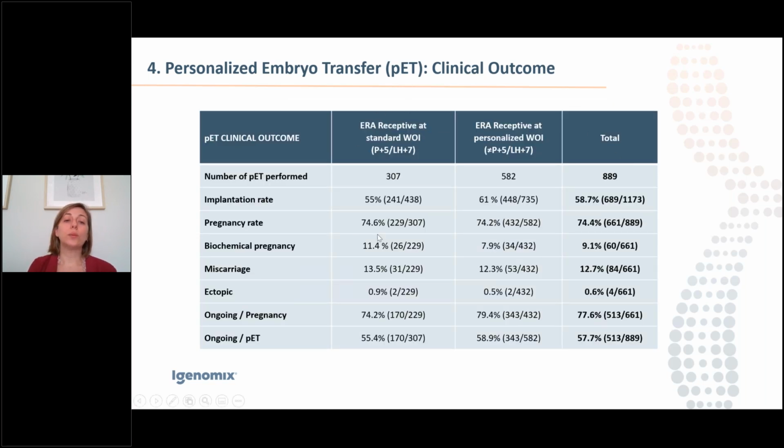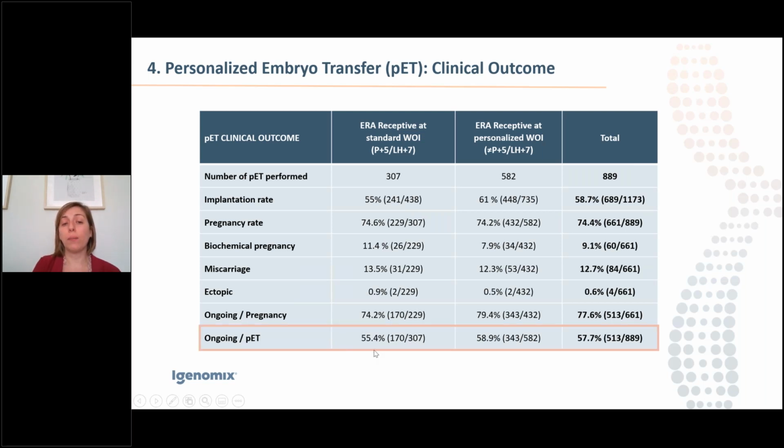This is what we obtain in recurrent implantation failure. This is obtained from different clinics around the world that share with us their clinical outcomes. You can see here in the first column, patients that were receptive at the standard window of implantation, they had no displacement of the window, and patients that were receptive at a different moment than the standard. Maybe P+4, P+6, P+7, okay? At the end, we are transferring in both cases at the receptive day. So we don't have difference between these.